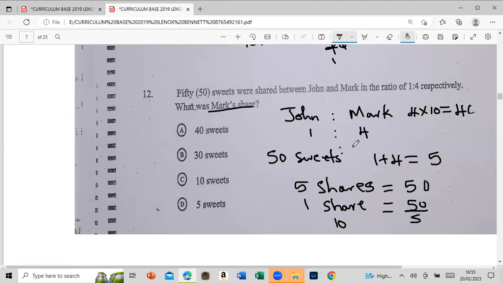And let it make sense now. Mark's share should be 4 times whatever John has, right? Since it's 4 to 1, that means John's share would be just 1 share, which is 1 times 10.